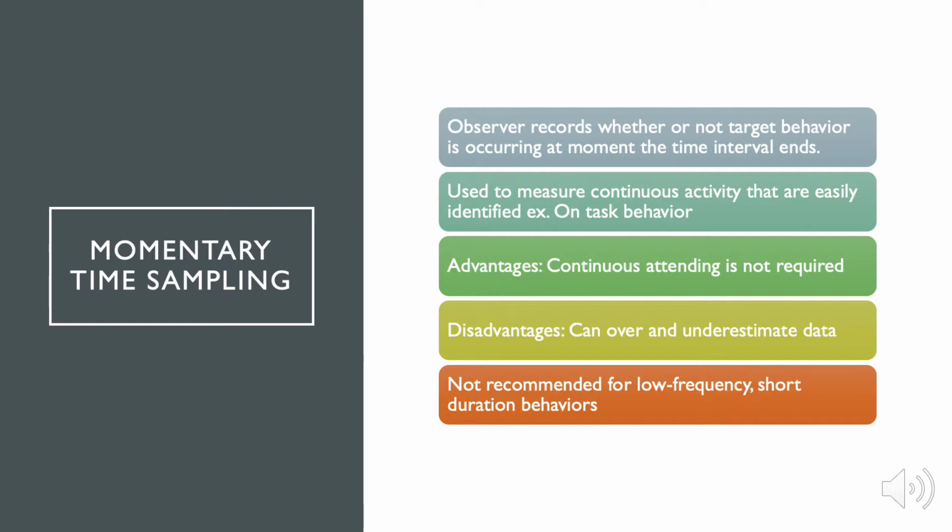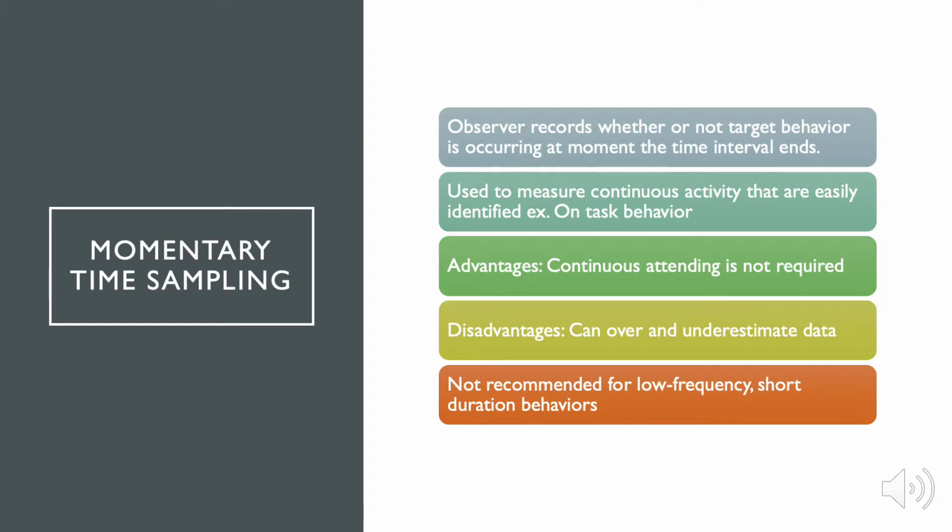So this type of sampling or recording is great for a teacher that has a busy classroom and has a student that really struggles to be on task and is all over the place, and they just don't have time, when they have anywhere from 10 to 20 students, to check on that child every couple seconds. So the advantages are that obviously you're not constantly having to look, so that is not required. But the disadvantage is that it can over or underestimate data.